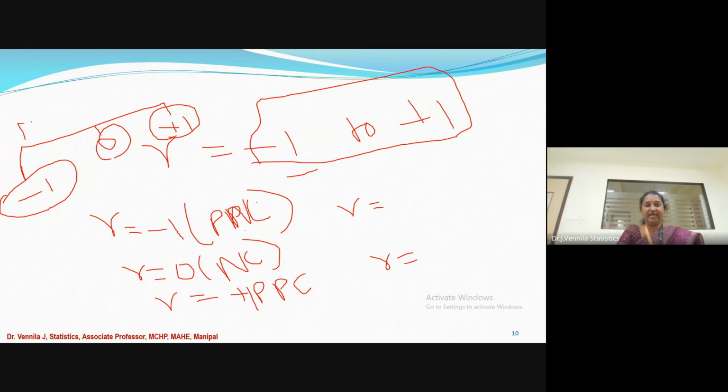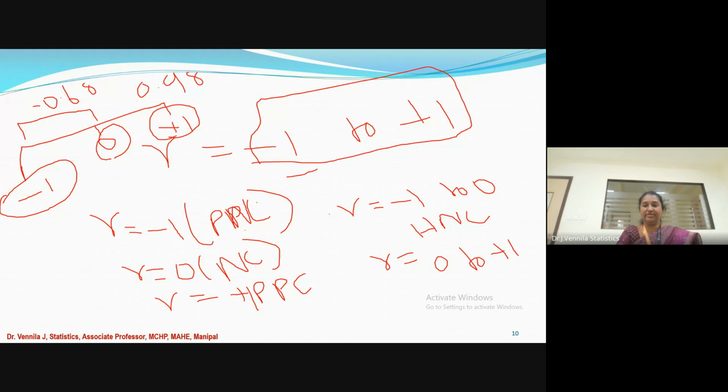In case I get the answer r equal to minus 0.68, it is in between minus 1 and 0, right? In this situation, it is called a highly negative correlation. In case I get the answer plus 0.98, it lies in between 0 and plus 1. In that situation, I have to call this a highly positive correlation.